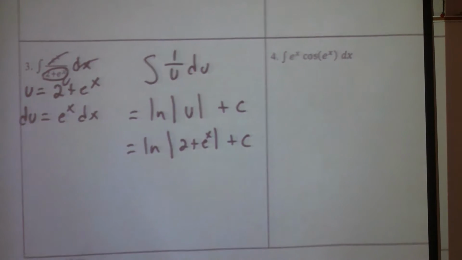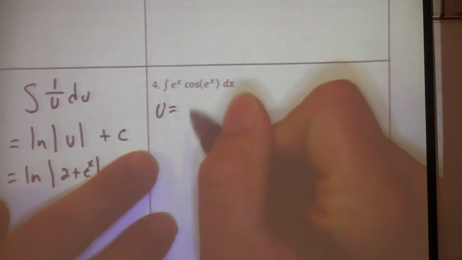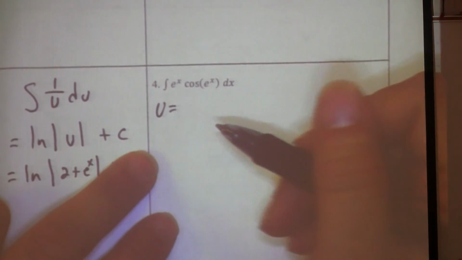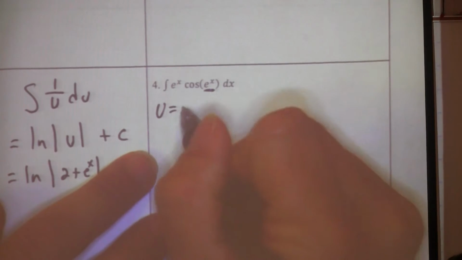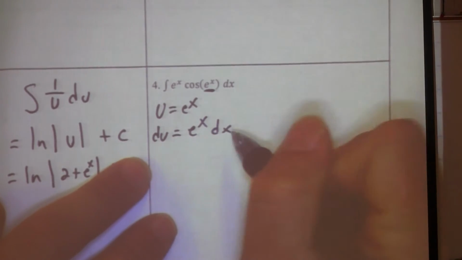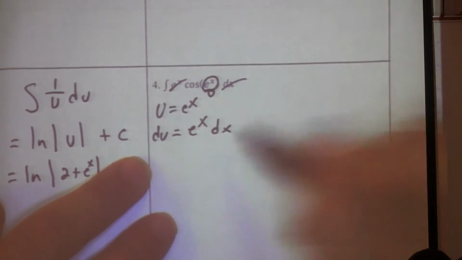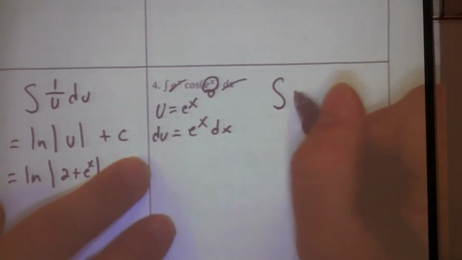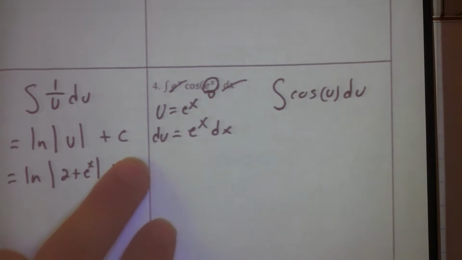Alright. How about number 4? What do we want u to be? Cosine of e to the x, that whole thing? Or just e to the x? Just this part right here? Okay, let's see if that works. So what would du be? E to the x dx? So this guy's being replaced with a u. Do I have an e to the x and a dx in there? Perfect. So that's going to give me the integral of just cosine of u du, right? So what's the integral of cosine?